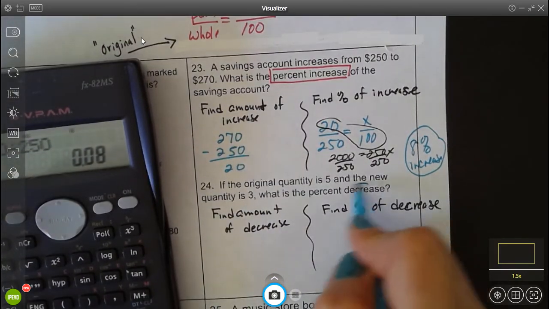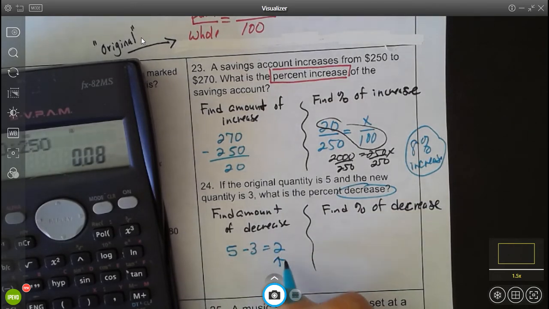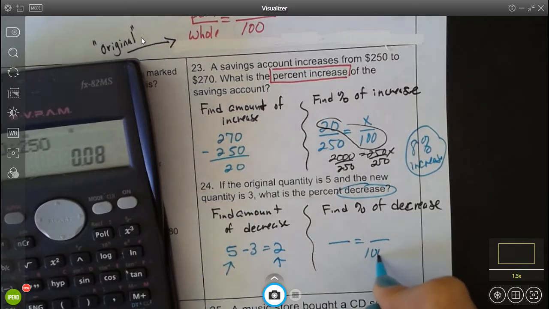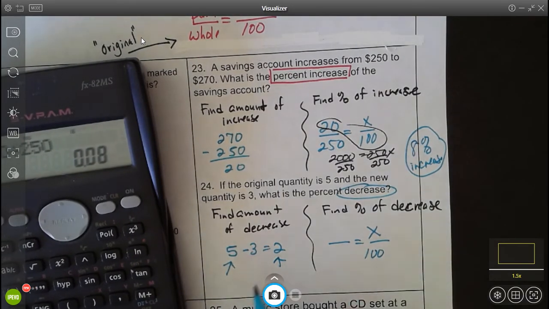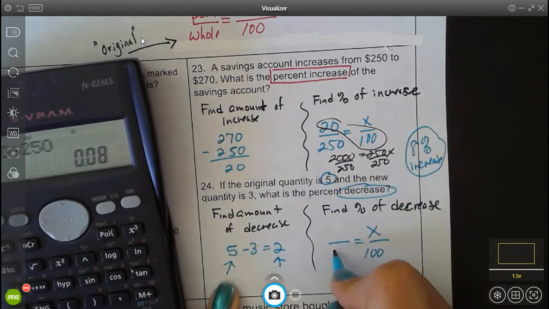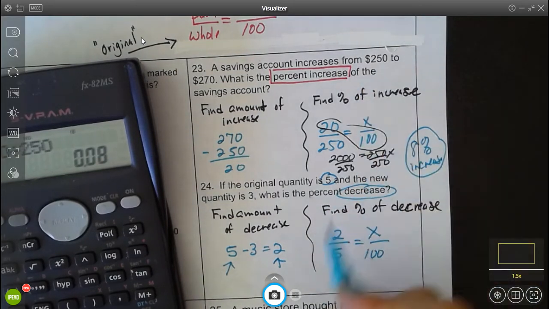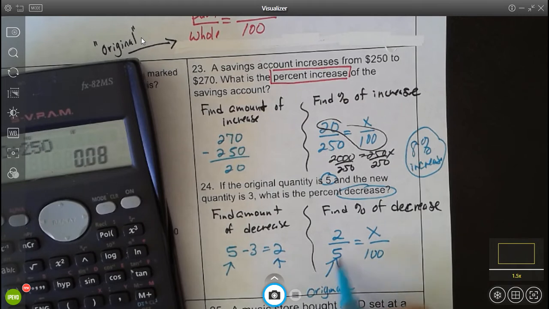This one is a percent of decrease. Let's see, it started at 5 and decreased 3. So it went down 2. This, in this case, is my original number. This is my change. So in my proportion, I'm looking for my percent. This time, the original number is the 5, and the amount of change is 2. So you have to really stop for a second and think about what is the original number. If you don't, you're likely to stick the wrong number on the bottom.